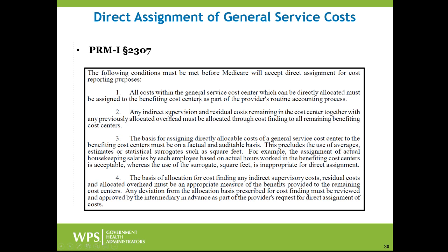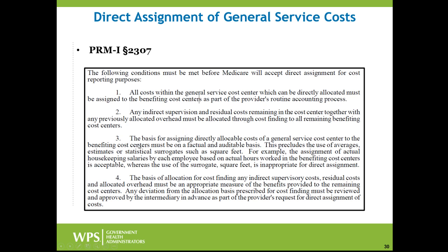Number two, any indirect supervision and residual costs that remain in the cost center along with any previously allocated overhead, in other words, something that wasn't directly related to that cost center anyways, this must be allocated through cost finding rather than being directly assigned. So just by their nature, there's no way of knowing how much of the supervision costs or what other residual costs there are. There's no way of knowing how much would go to each individual cost center. So that has to be left for a step down.